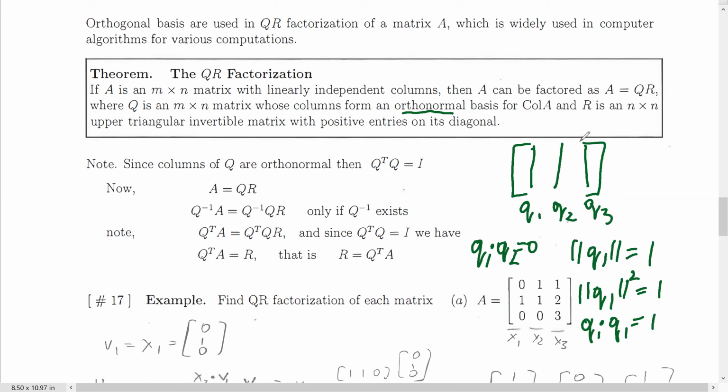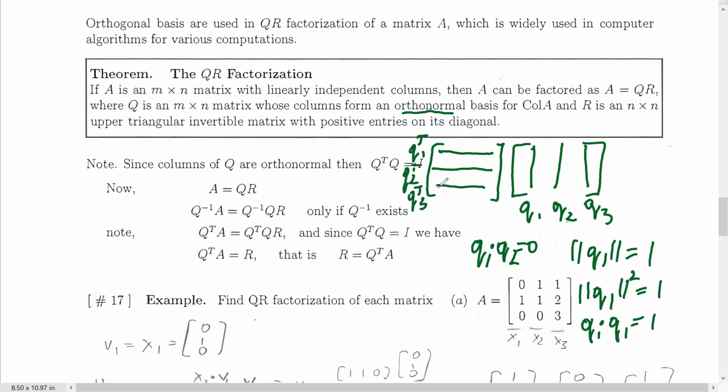So this is my matrix right here, I have the matrix Q. If I put Q transpose, transpose means I take the column and put it as a row. So this is my Q transpose: Q1 transpose is the first row, then this is my second row, Q2 transpose, and this is my third row, Q3 transpose.